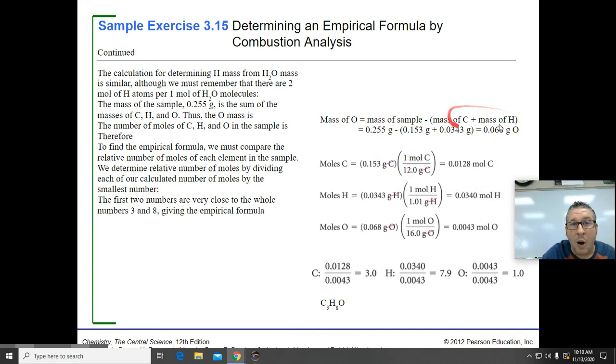Okay, so we have finally determined the mass in grams of all 3 components. And if we were to sum up all 3 masses of the components, we get the total sample size that we started with, which is good. We're following the rules of nature. Okay.